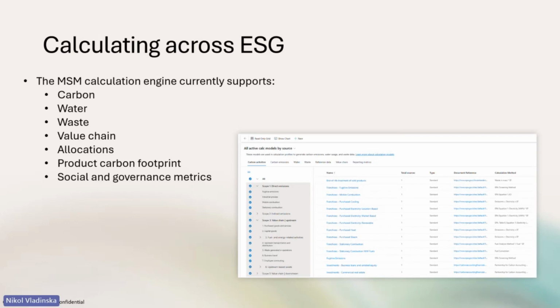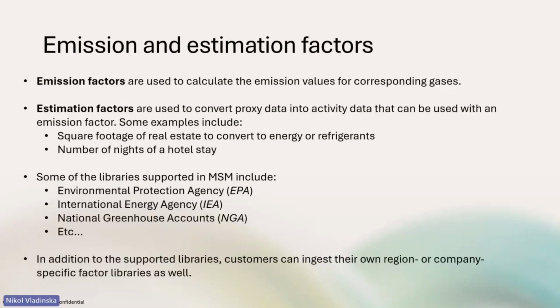Before we move on, let's take a slightly deeper look at carbon. Perhaps the most crucial parts of calculating carbon emissions are emission and estimation factors. Emission factors provide the specific values needed to quantify emissions for various gases, while estimation factors help translate indirect or proxy data, such as square footage or hotel night stays, into meaningful activity data that can be paired with emission factors. MSM currently supports several established libraries such as the EPA, IEA, and NGA, ensuring reliable and standardized data resources.